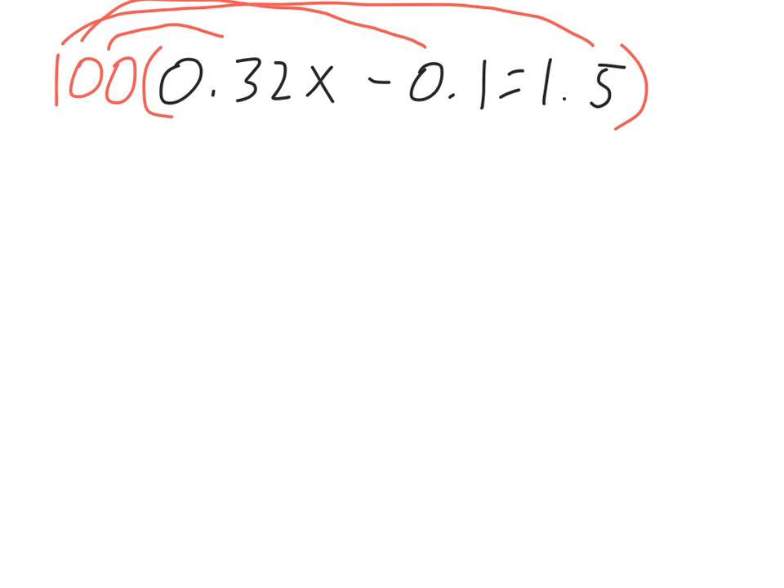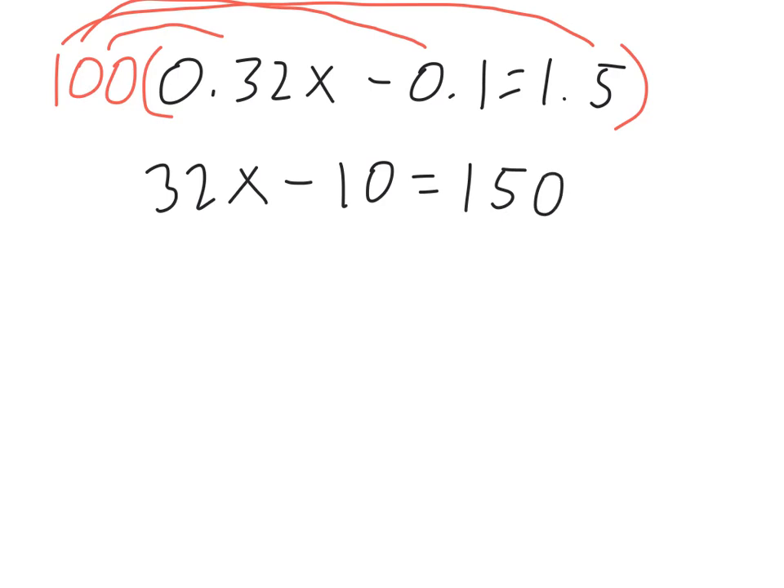So 100 times 0.32 will be 32x, minus 100 times 0.1, move it over 2 places, so 1, 2, so that means we have to add a 0 at the end. So that'll give us minus 10, and then that equals, again, 100 times 1.5. We take the point, move it over 2 decimal places, so that means, again, we'll have to add a 0 right here, so that'll give us 150.